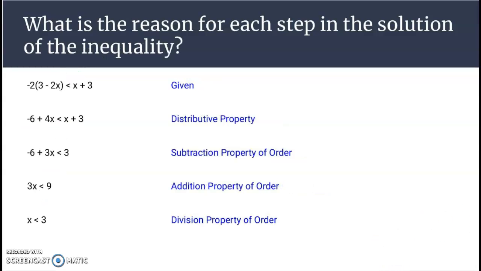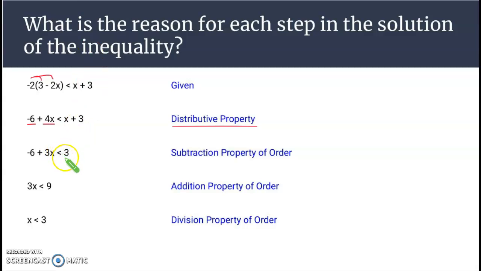Now let's turn our attention to inequalities. Here's an inequality: negative 2 times the quantity 3 minus 2x, less than x plus 3, given. That's just how the problem is stated. It looks like on the next step we applied the distributive property. Negative 2 to 3, negative 2 to negative 2x. Negative 2 times 3 is negative 6. Negative 2 times negative 2x is positive 4x. Distributive property.